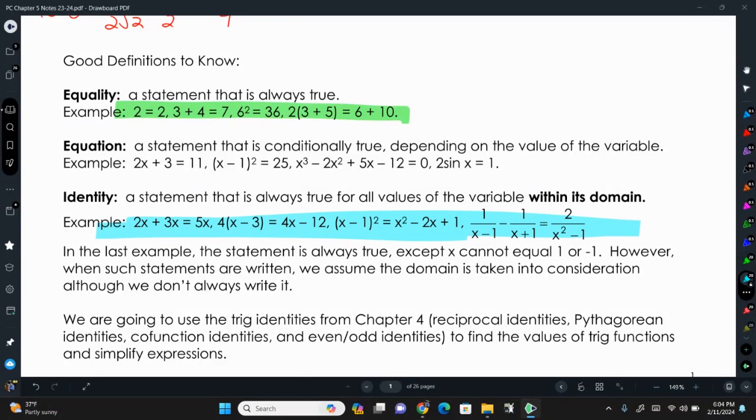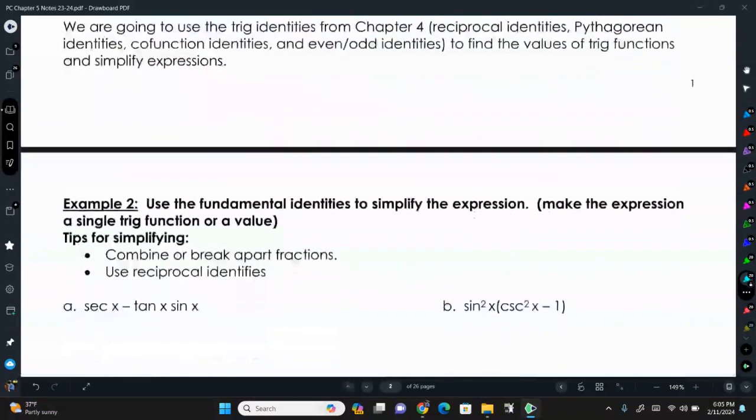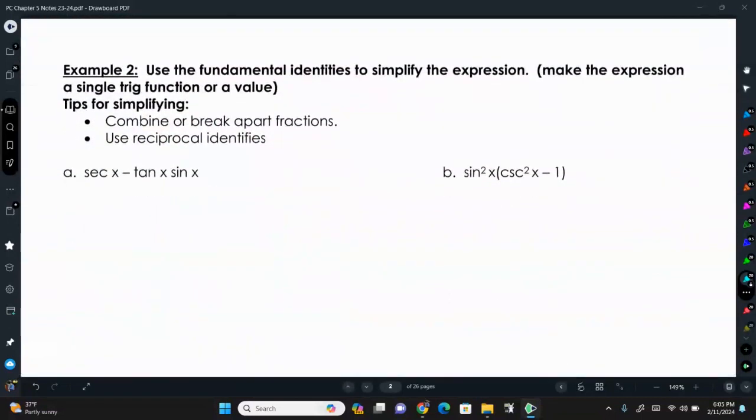And you see that they're on both sides. 2x plus 3x equals 5x. That is an identity. That is true for any value of x that's in its domain. Now, if you look at the last example with fractions, we say, oh, x can't equal 1 or negative 1. But other than that, x can equal any number, and it's true. So this is what an identity is. In section 5.2, we're going to be proving identities. So what we're going to do in 5.1 is to build our skills to enable us to prove identities.